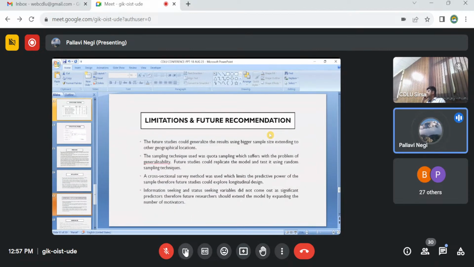Pallavi? Yes, sir. Are you listening? Yes, sir. You are discussing fake news in the context of advertisements, promotion? No, brand-related content. So which were the brands that you took into consideration?